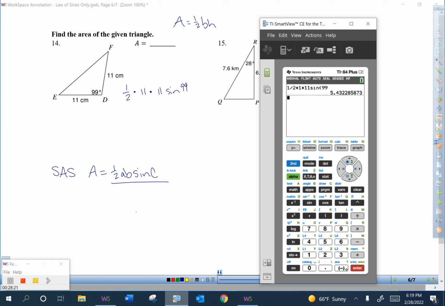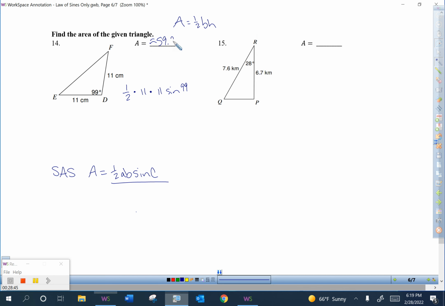And this is about, oh, I missed a 1 on there. It seemed too small. This is about 59.8. And then it's centimeters squared since it's area.